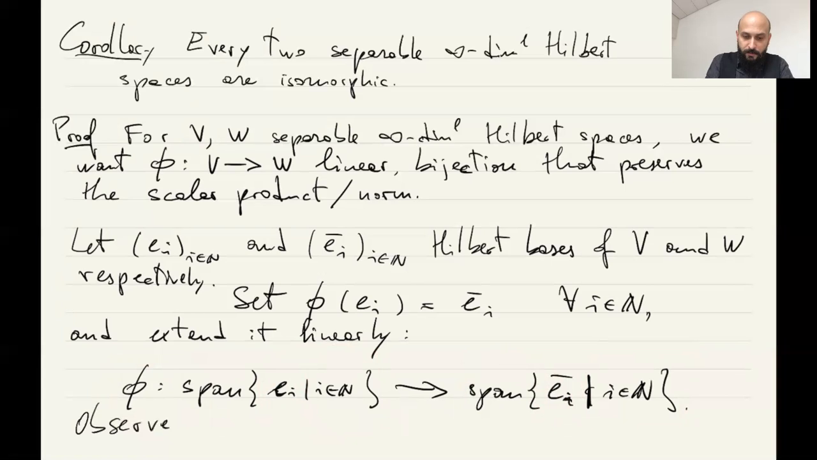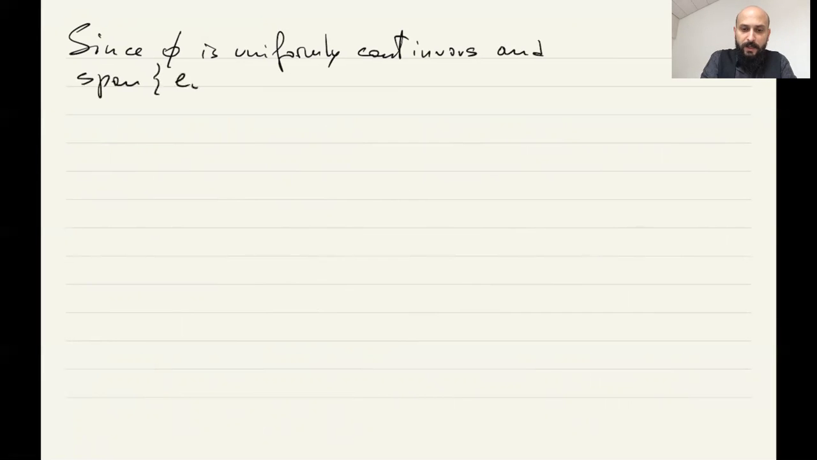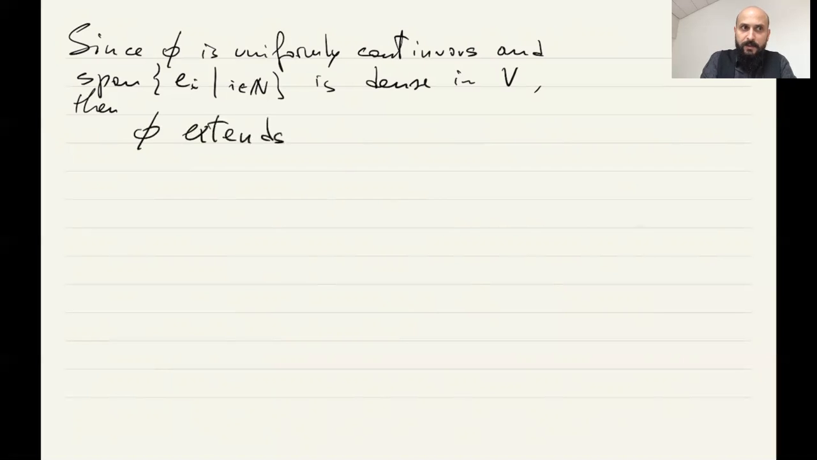Observe that phi is an isometry. Since in particular phi is uniformly continuous, and the span of the a_i's is dense in V, then phi extends continuously and actually as an isometry, or maybe I should say isometric embedding. I don't know, it's subjective yet.